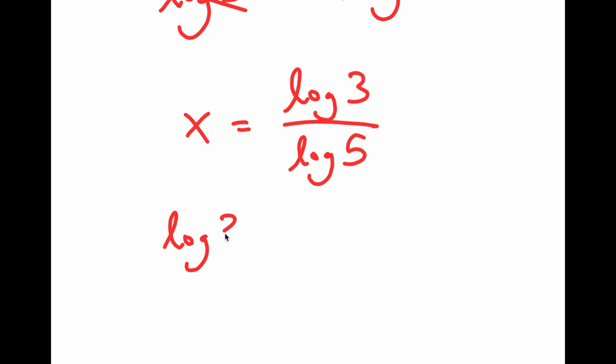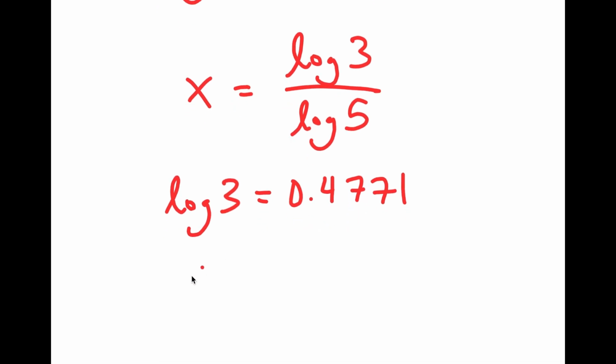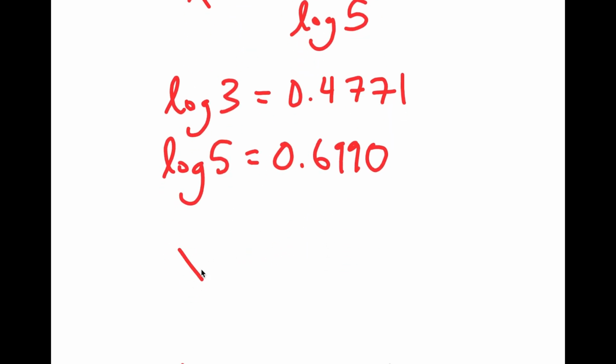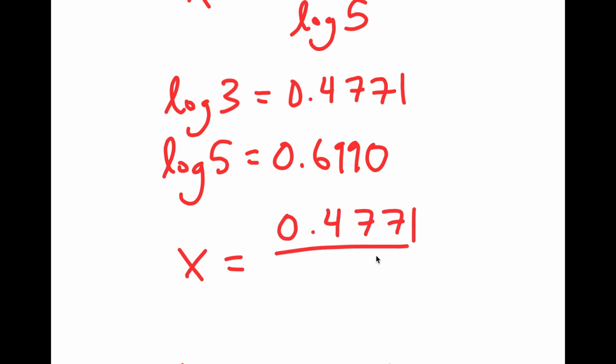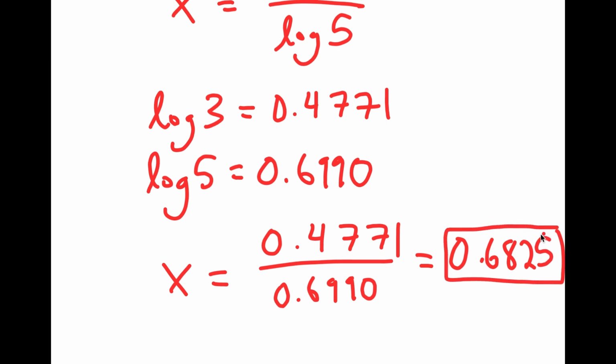Now, log 3 is equal to 0.4771, and log 5 is equal to 0.6990. So I get x is equal to 0.4771 over 0.6990. And this is actually equal to 0.6825. So this is my solution.